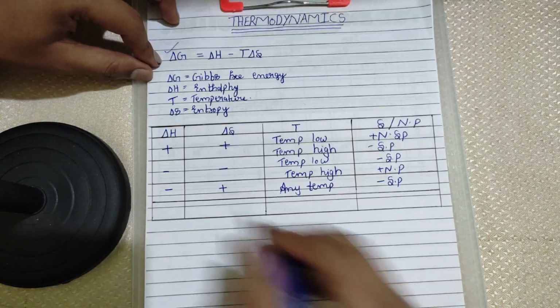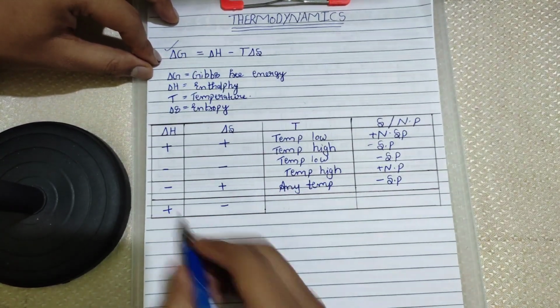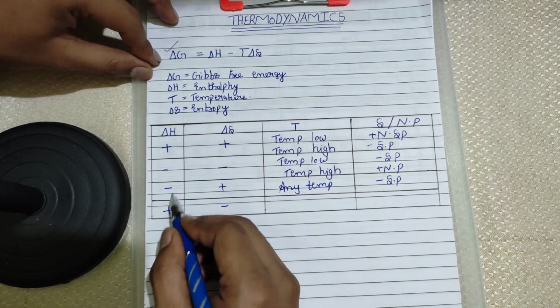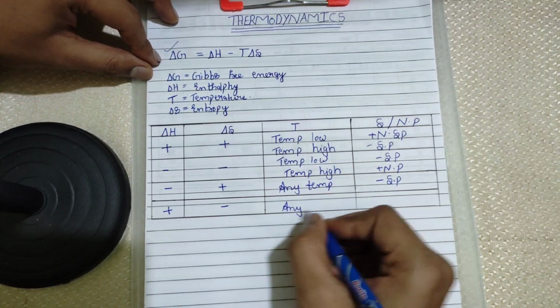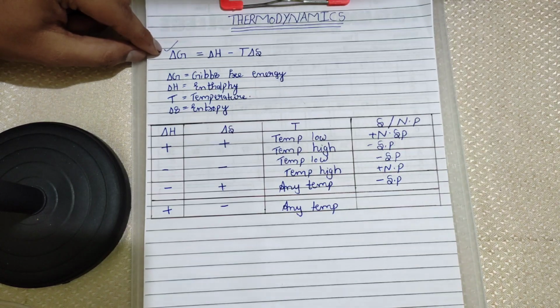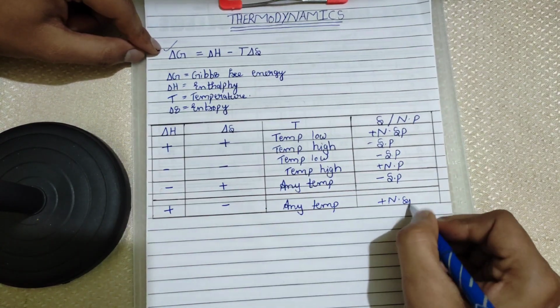Comment below. Now the last case: delta H as positive and entropy as negative. This is also at any temperature, because at any temperature we can find the delta G here. If you come across this case, then the reaction will be non-spontaneous.